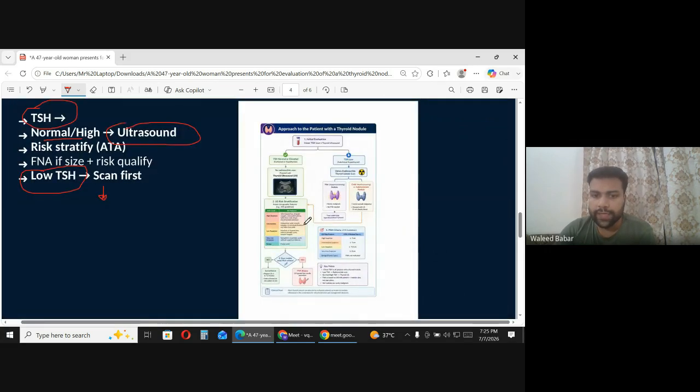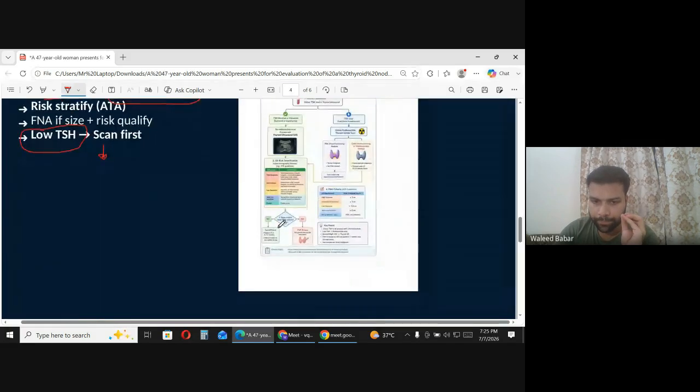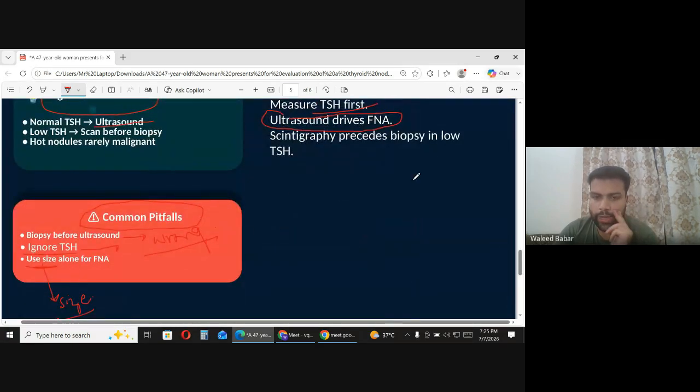So what are the features that are important to decide about FNA? I'm going to read some important highly malignant signs on ultrasound: solid hypoechoic, irregular margins, microcalcification, taller than wide shape, or extrathyroidal extensions. These are some ultrasonic features which carry high suspicion for malignancy. So this was the whole approach in thyroid nodule, and I'm sure that if you have watched all of this video till end, you are not going to mark this question wrong again.